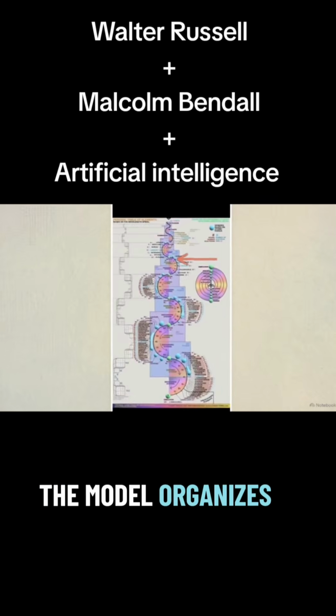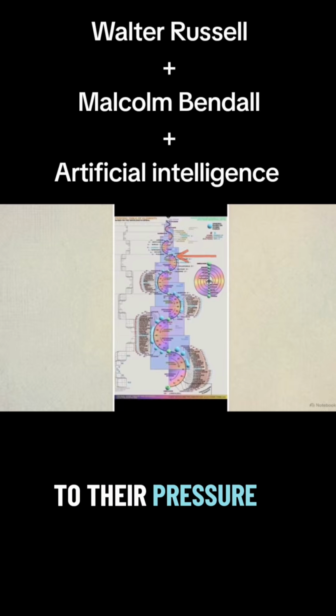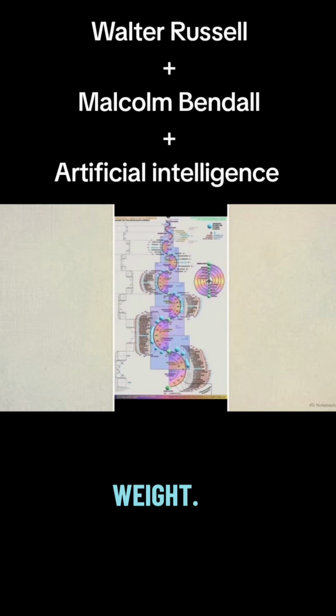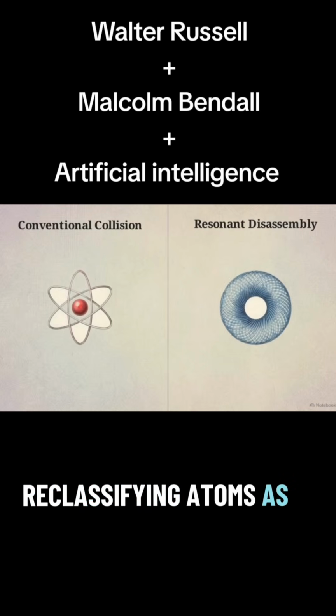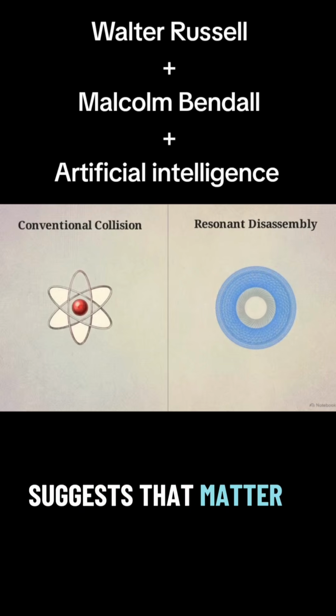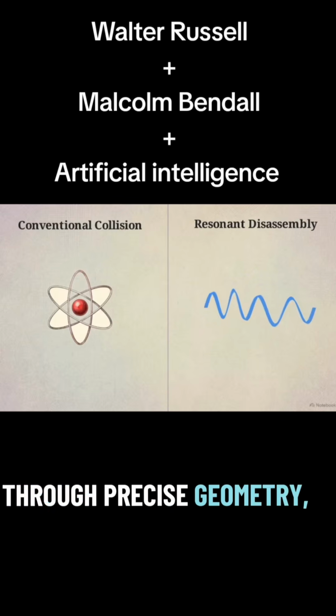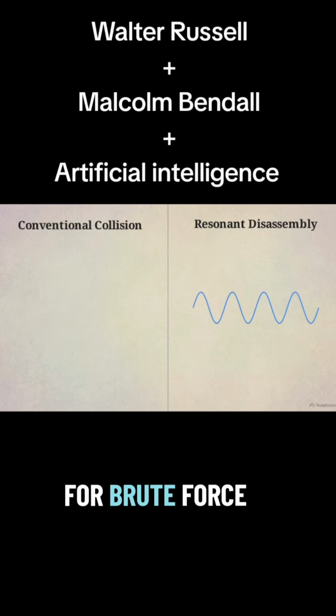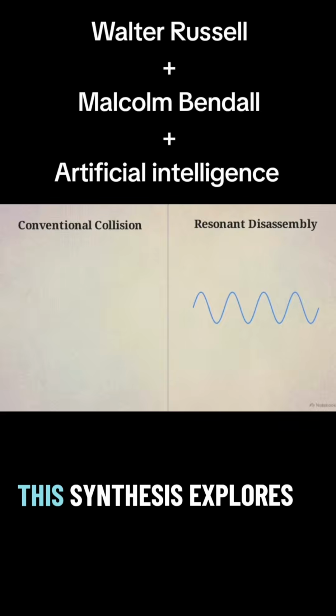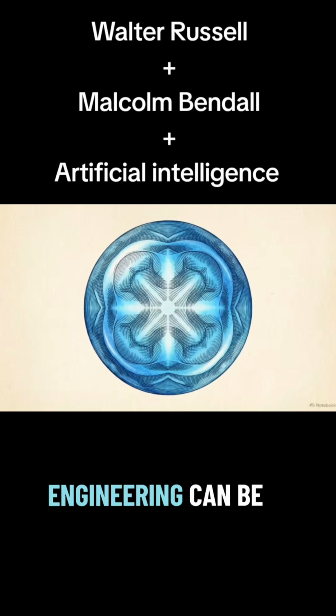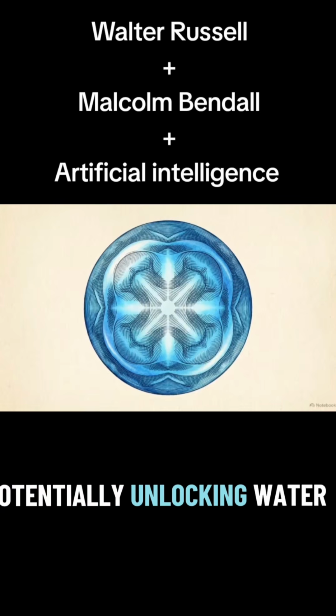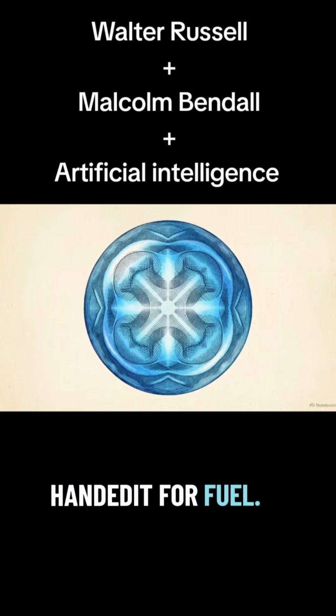The model organizes chemical elements according to their pressure dimensions rather than atomic weight. Reclassifying atoms as resonant vortices suggests that matter can be disassembled through precise geometry, bypassing the need for brute force particle collisions. This synthesis explores if atomic engineering can be reinterpreted through the lens of acoustics, potentially unlocking water as a viable candidate for fuel.